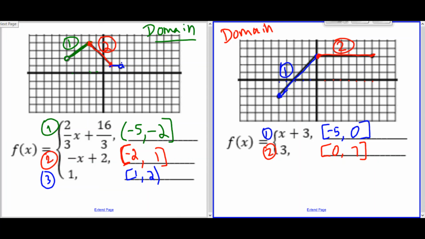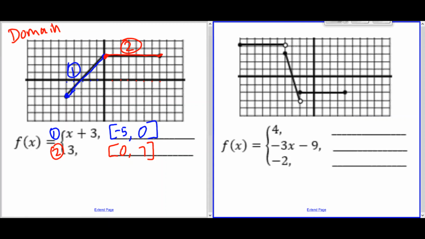So I want you to try this one. I'll identify the pieces for you. So this is function number 1. F of x equals 4 is function number 1. F of x equals -3x minus 9 is the green function here. This is function number 2. And then f of x equals -2 will be the purple one. So it's this function here. I want you to give that one a try.